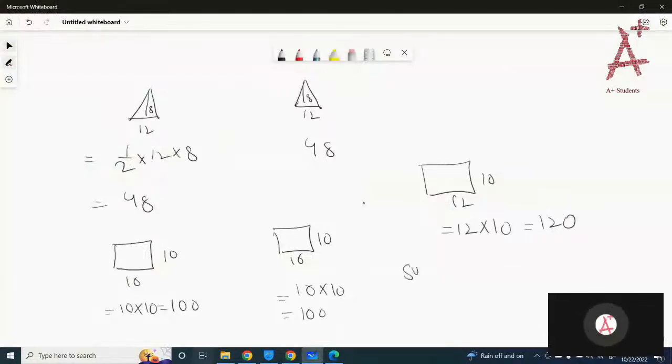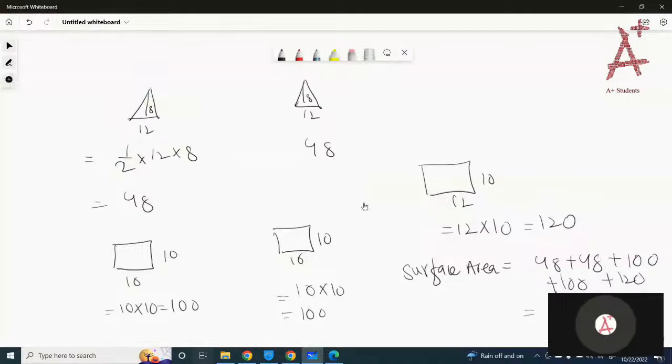So for the surface area, just add all the areas of the faces. Got it? It would be 48 plus 48 plus 100 plus 100 and plus 120. So it would be 416. Got it? So that is the surface area of the triangular prism.